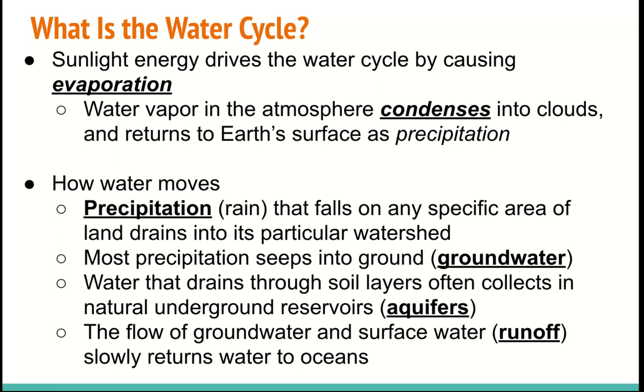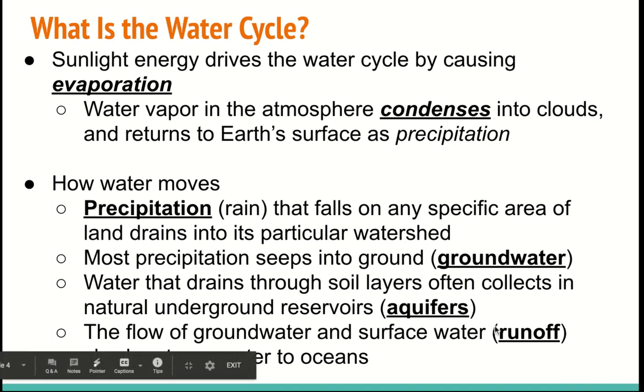Now, how water moves is we get that drive from evaporation powered by the sun into those clouds that condense, and then precipitation allows it to go back onto land and then drain into a particular watershed. When it gets onto earth, that precipitation may seep into the ground, and when it's in the earth, that water is called groundwater because it's in the ground. Sometimes that water naturally drifts and collects into something that looks almost like a lake or a river underneath the soil. Those collections of water underneath the soil are called aquifers.